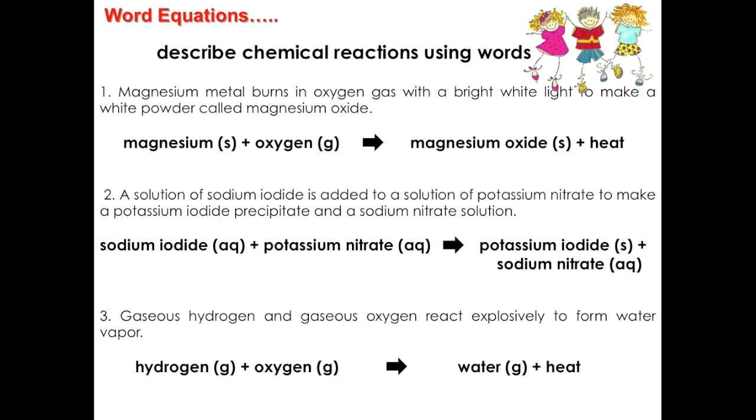This transferred to an equation will be magnesium, S, indicates that it's a solid, plus oxygen, that is a gas, transforms into magnesium oxide, that is a solid, plus heat.